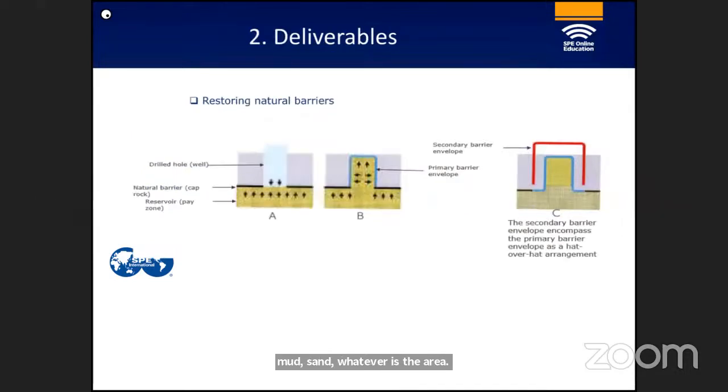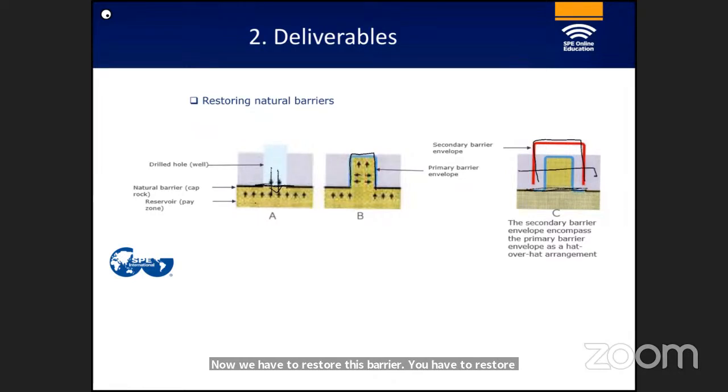This picture is again repetition from yesterday. This is the reservoir, our reservoir pay zone. Black was the cap rock which we had penetrated to access the reservoir. When we drilled, we had a primary barrier and a secondary barrier for the well when it was in operation. Now we have to restore this barrier. We have to restore this plug and have an additional plug on top of it, which will be a secondary barrier during the P&A stage.